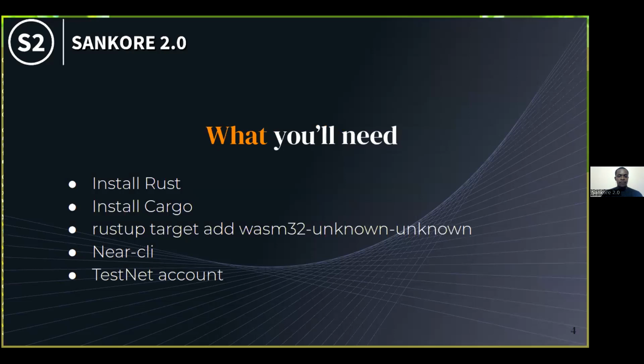Then here are some of the tools you need to have to proceed with this session. You need to install Rust, you need to install Cargo, you need to have the Rust WebAssembly tool that is going to help us compile our Rust source code into WebAssembly bytecode or binary file. You need NEAR CLI installed, that is a node package. Then you also need a testnet account, as we did in our previous session yesterday.